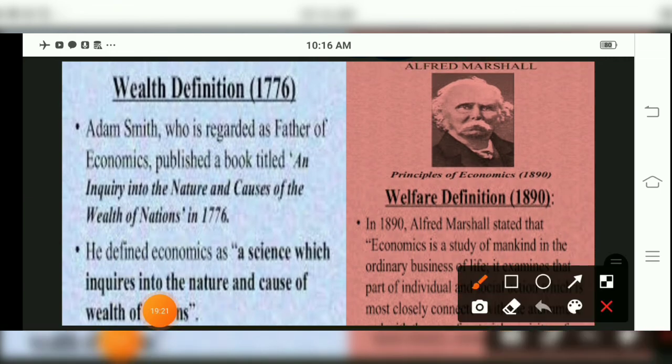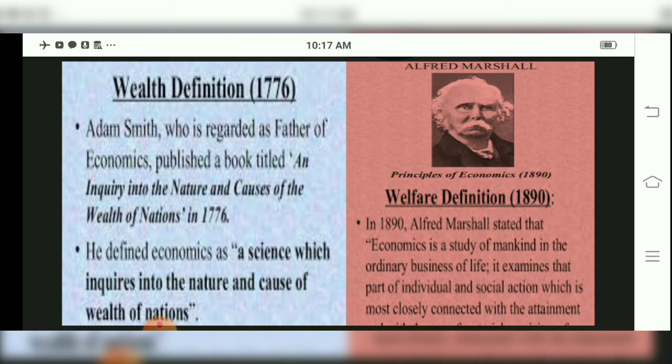Now you can see in this image another part, children. You can see over here Professor Alfred Marshall. So Professor Alfred Marshall has written the book Principles of Economics, in the year 1890, children. And a very important economist, Professor Alfred Marshall made us study the law of demand and law of supply, according to his book Principles of Economics, in 1890. So according to Professor Alfred Marshall, the welfare definition is there. According to Professor Adam Smith, the wealth definition of economics has been told, that it is a science which inquires into the nature and cause of the wealth of nations.